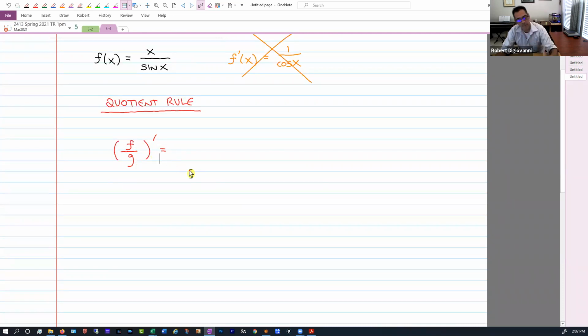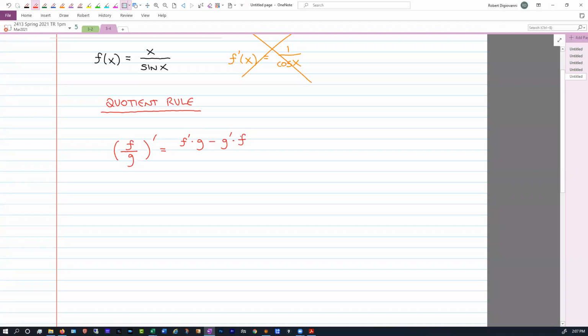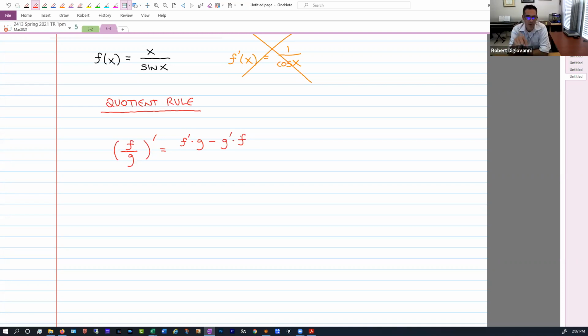So this rule says if you have f divided by g and you want the derivative, here's what it is. You ready for this? It's the derivative of f times g. I'm not done. Minus the derivative of g times f. Does that look familiar? Isn't that the product rule, but with a minus instead of a plus? Right? That's all it is.